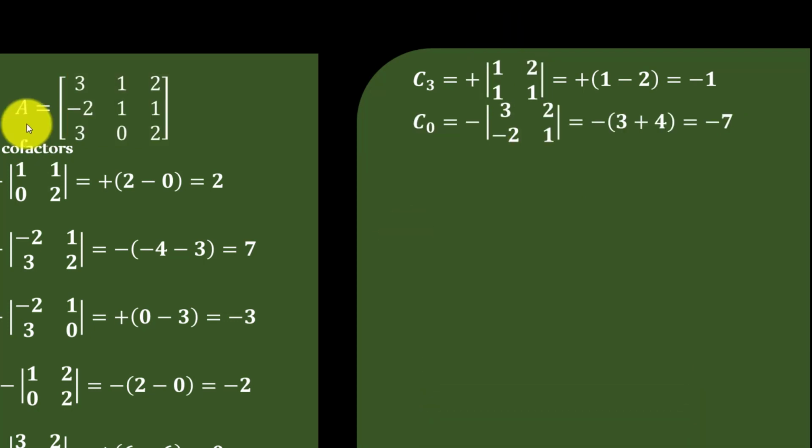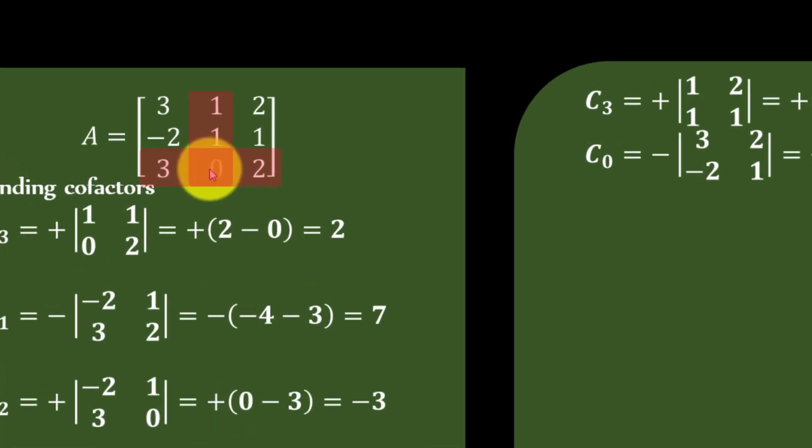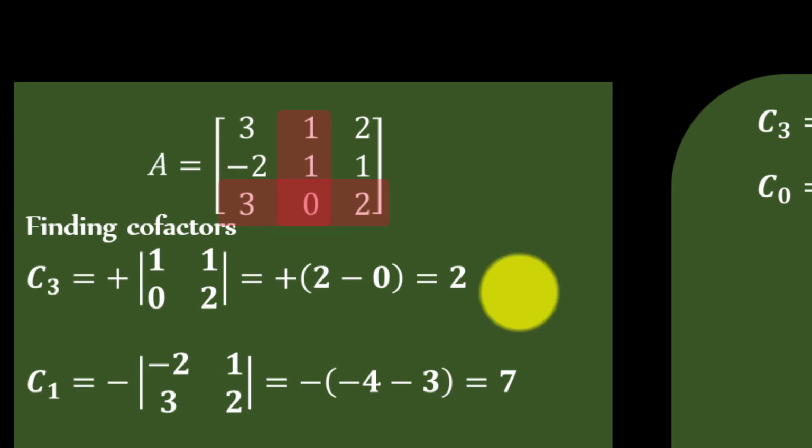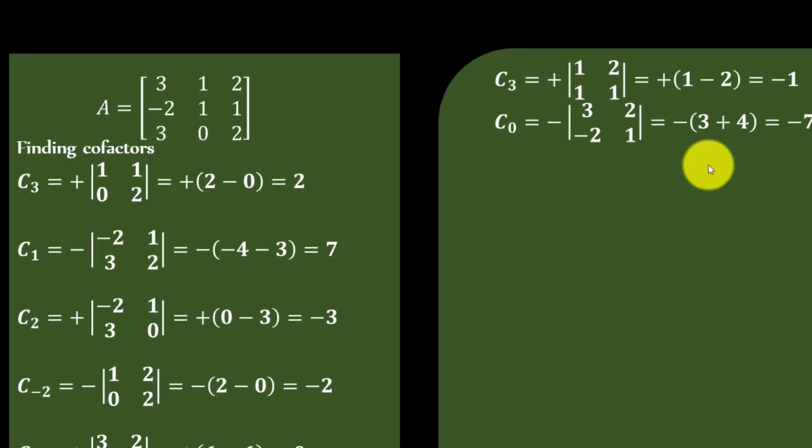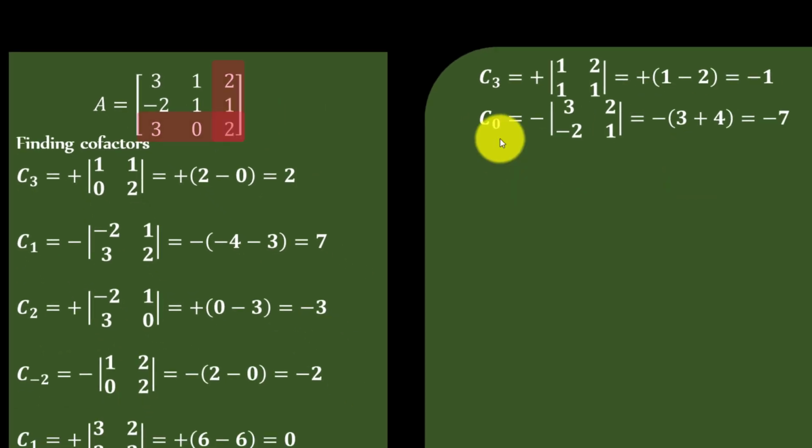Again, another element, 0. And one more thing here, you have to listen carefully. Remember, if the element of the matrix is 0, don't assume that its cofactor will be 0. It is not at all possible. You can see here that the element is 0, but the cofactor is minus 7. Remember this one. And the last element is 2, and we find the cofactor of 2.